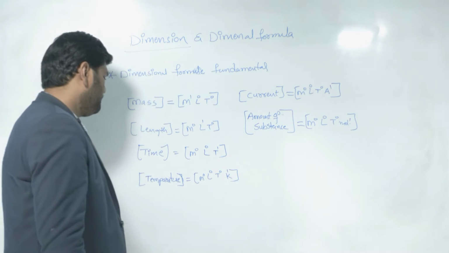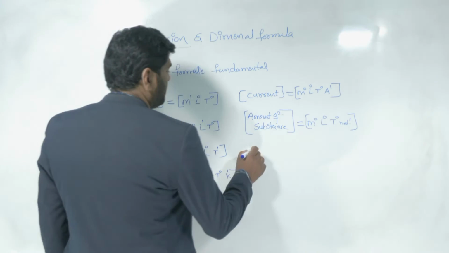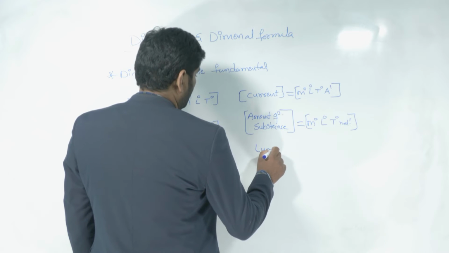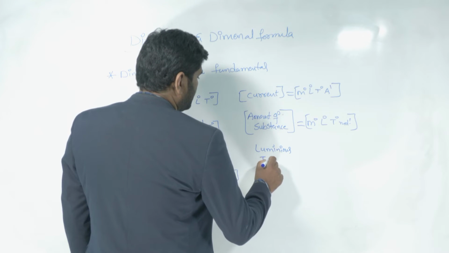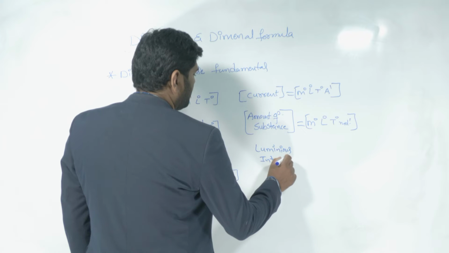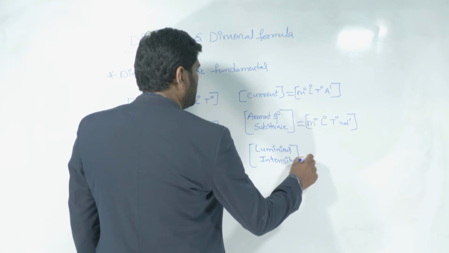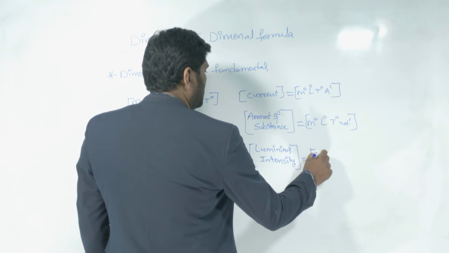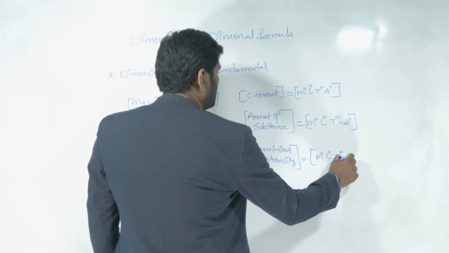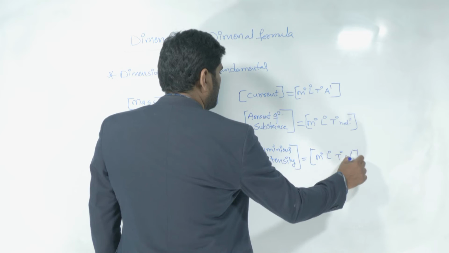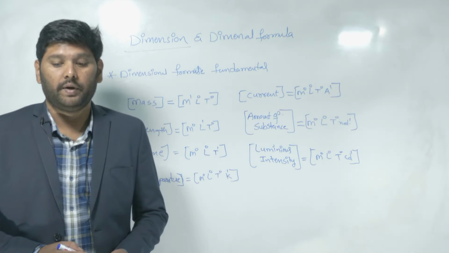Next, finally, luminous intensity. When you write luminous intensity, that is equal to M power 0, L power 0, T power 0, cd power 1. So that is the way of expressing the fundamental quantities.